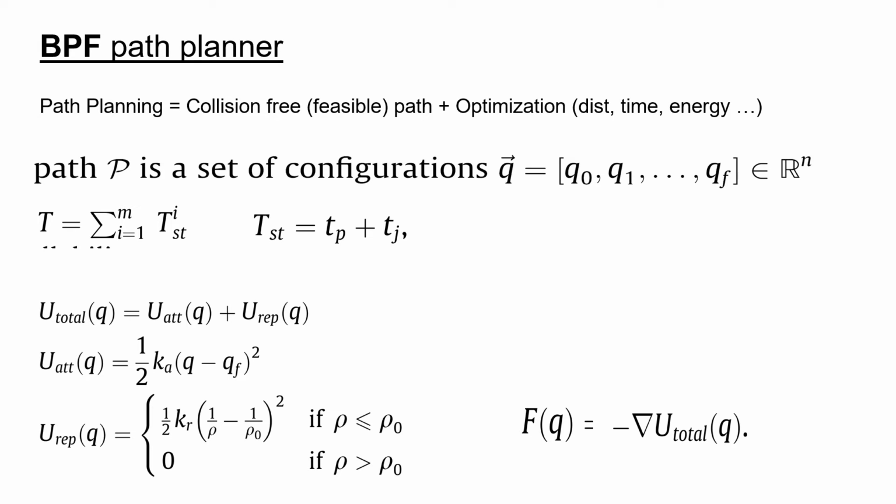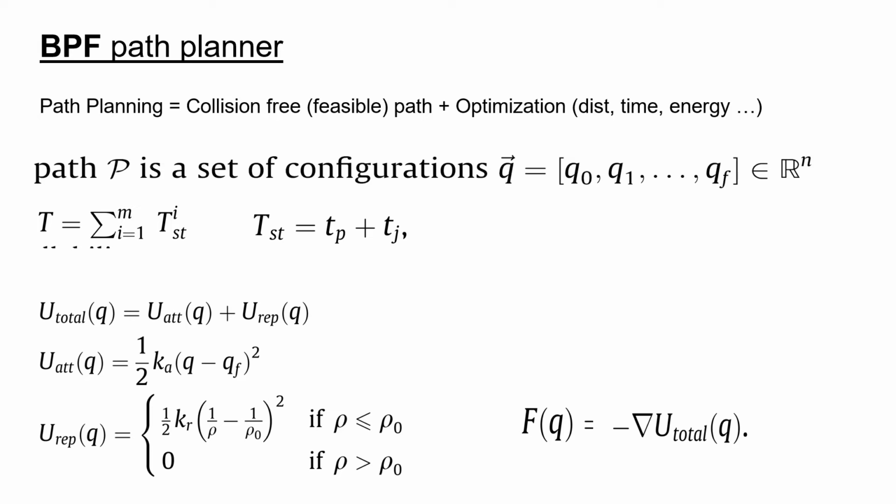Path planning is generating a collision-free path, which is a feasible path in an environment with obstacles, and optimizing it with respect to some criteria such as distance, time, energy consumed, and many more. The next points are taken into consideration for development of the bacterial potential field path planning method. The first is the path P. It is a set of configurations Q named from Q0 to QF, with Q0 being the start position and QF being the target or goal configuration or state.